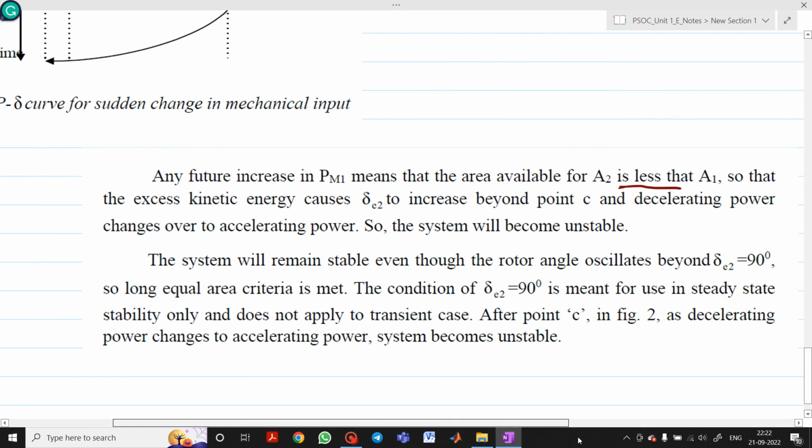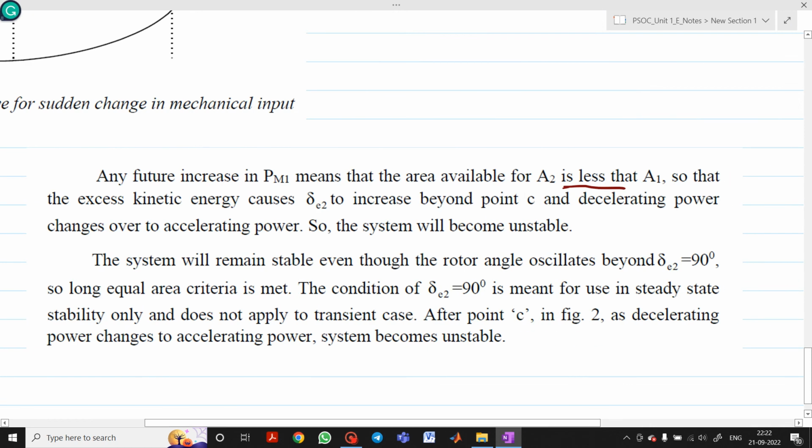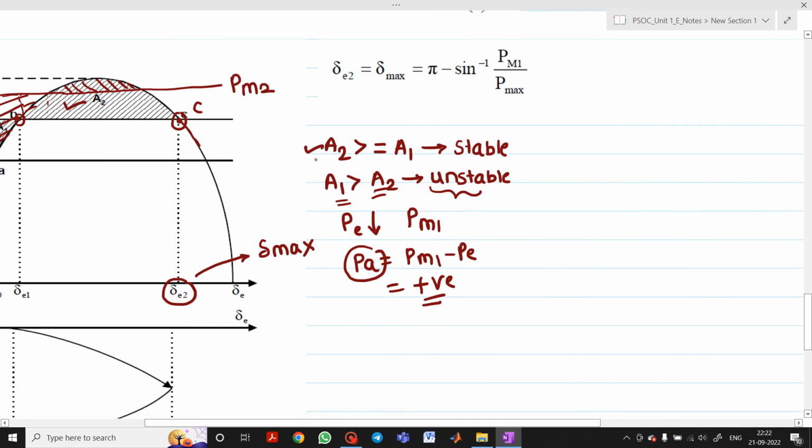So this is the significance of the maximum load angle delta. The system will remain stable even though the rotor angle oscillates beyond delta 2 equal to 90 degrees, so long as the equal area criterion is met. The condition of delta 2 equal to 90 degrees is meant for steady state stability only and does not apply to the transient case. After point C, shown in figure 2, the deaccelerating power changes to accelerating power, and the system becomes unstable. Here, see this point: after point C, it will again go into accelerating mode, so the system will become unstable.